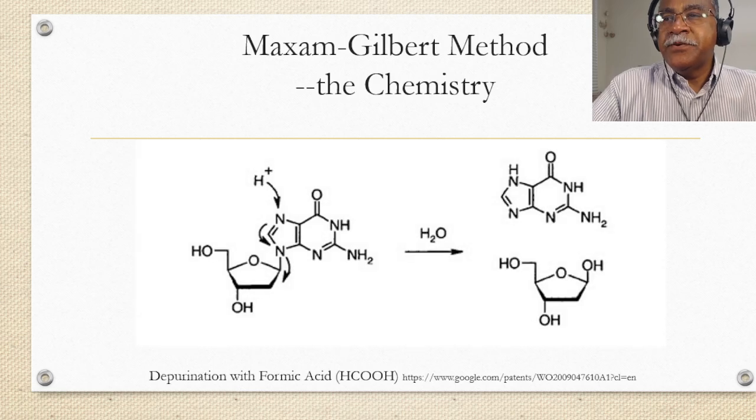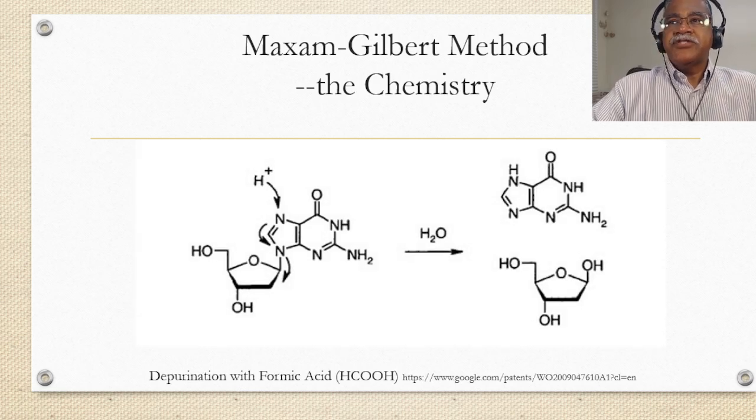So here's the chemistry. This is the depurination. The purine group is separated from the ribose sugar group by using water. Let's not worry about the organic chemistry. What it means is that the purine group is separated from this group. Okay, we'll see what that means.